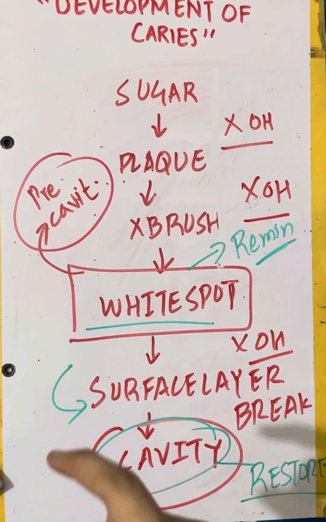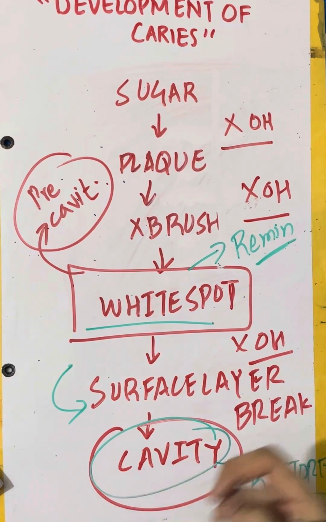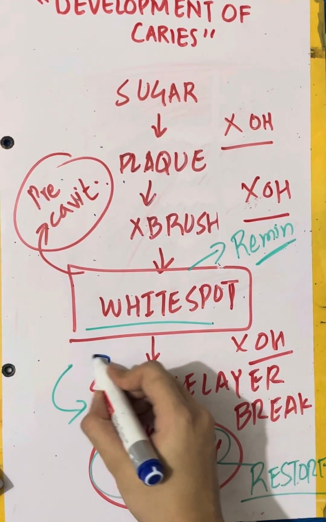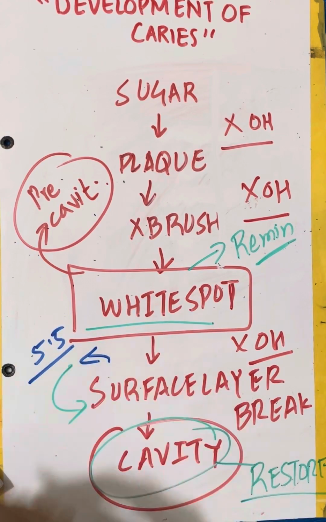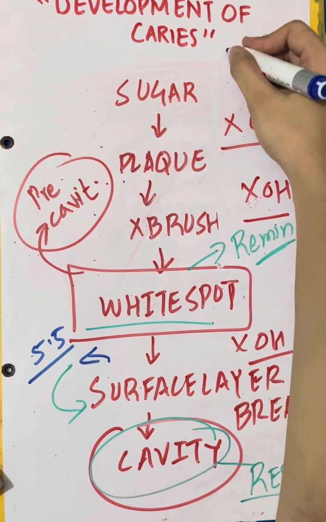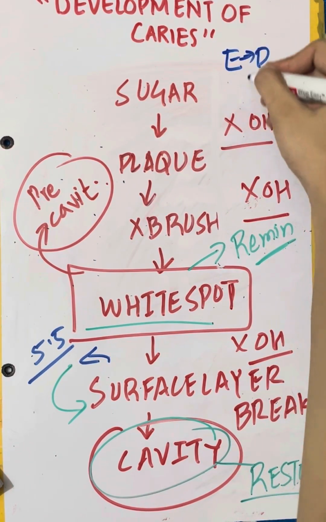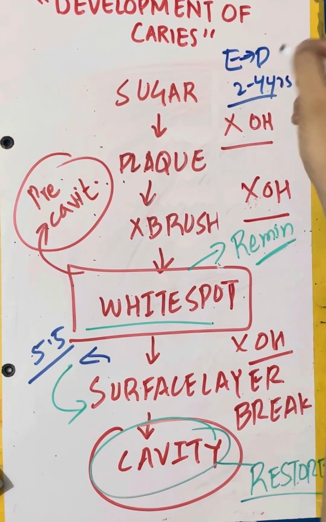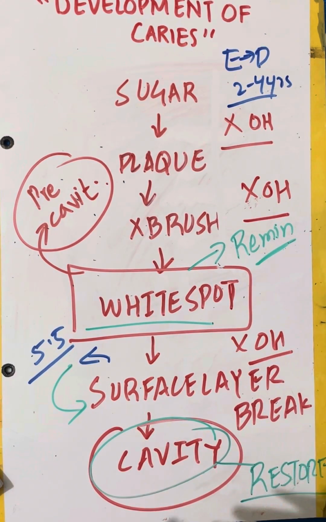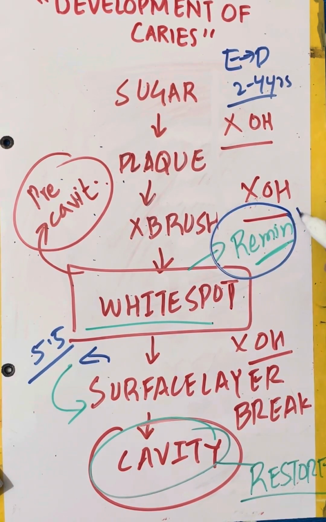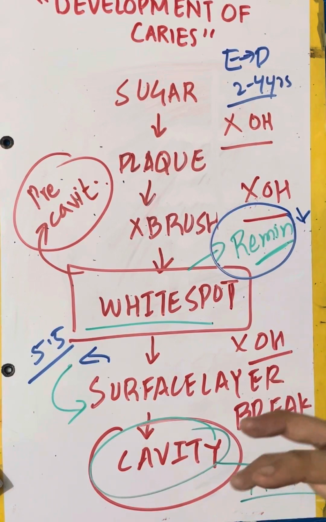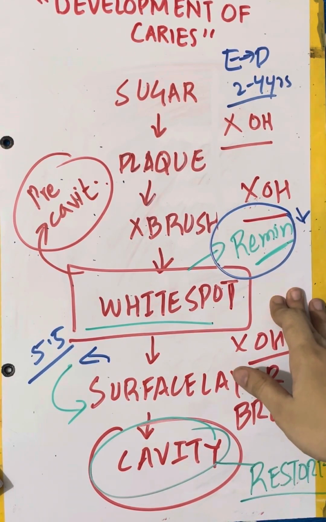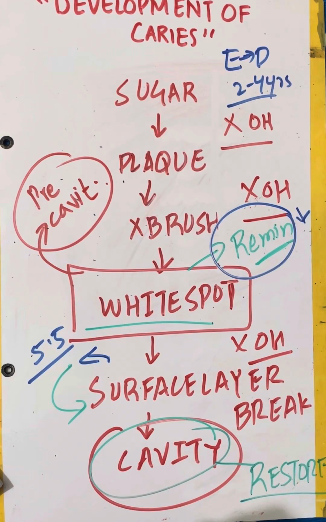Remember one thing, for the surface layer breakdown of enamel, the critical pH of enamel is 5.5, at which the enamel breakdown occurs. And from enamel to dentine, the caries spreads in a minimum of 2 to 4 years. Otherwise, it depends on how much sugary diet the patient eats. And in remineralization, if the plaque present on the tooth is there for less time, then remineralization will occur. So this was all about the development of caries. Thank you for watching.